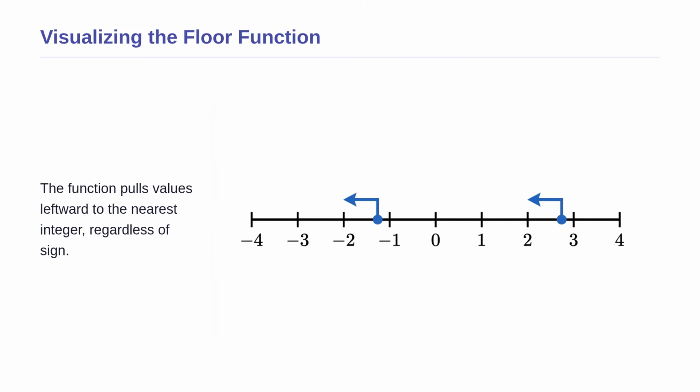Here we have a standard number line. Look at the positive decimal 2.7. It sits between 2 and 3. The function moves our eyes to the left, chopping off the decimal part and landing exactly on 2.